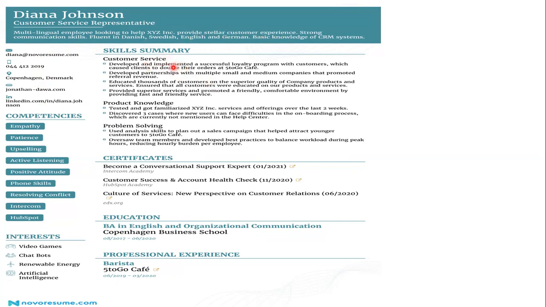Customer services: developed and implemented a successful loyalty program with customers, which caused the client to double their orders at Go Cafe. This is the organization, and here he had been doing it. Developed partnerships with multiple small and medium companies that promoted raffle revenue.